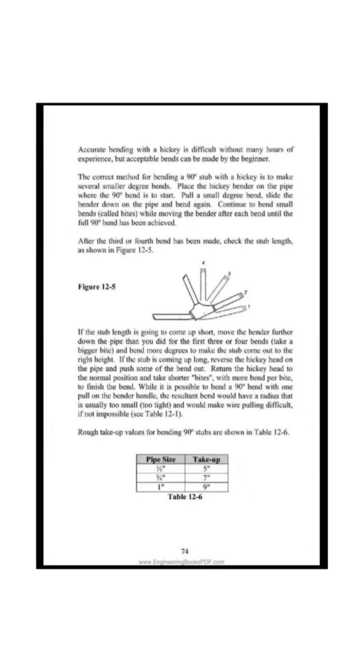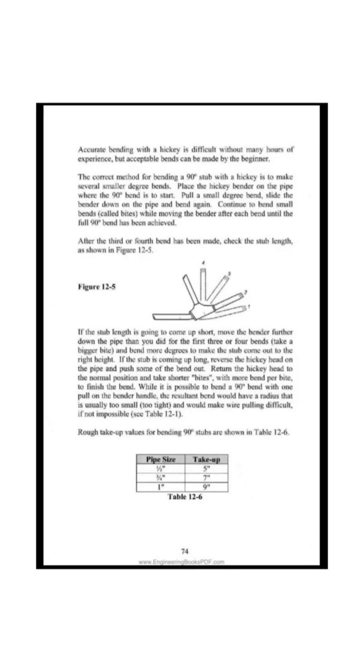to the right height. If the stub is coming up long, reverse the hickey head on the pipe and push some of the bend out. Return the hickey head to the normal position and take shorter bites, with more bend per bite, to finish the bend. While it is possible to bend a 90° bend with one pull on the bender handle, the resultant bend would have a radius that is usually too small, too tight, and would make wire pulling difficult, if not impossible.